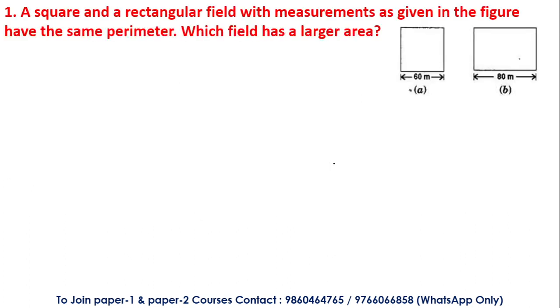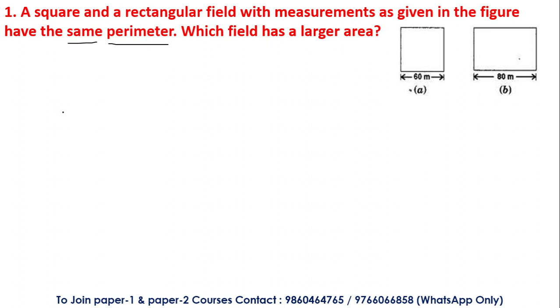This is again for concept clearance, and to understand the different formulas. Always remember one thing: side of a square. Let's go through the question and understand the concept behind it. A square and a rectangular field with measurements as given in the figure have the same perimeter. Which field has the larger area? Figure A consists of a square and figure B consists of a rectangle. Figure A, having square shape, has a side of 60 meters. Figure B, which is a rectangle, has a side of 80 meters.